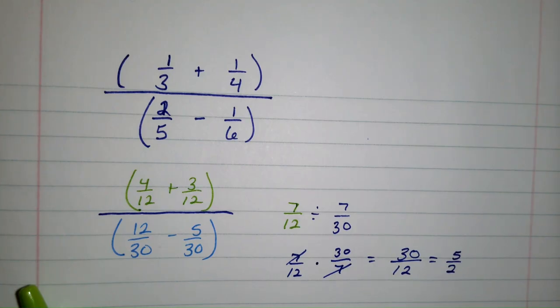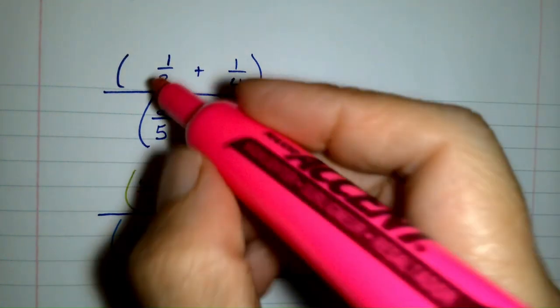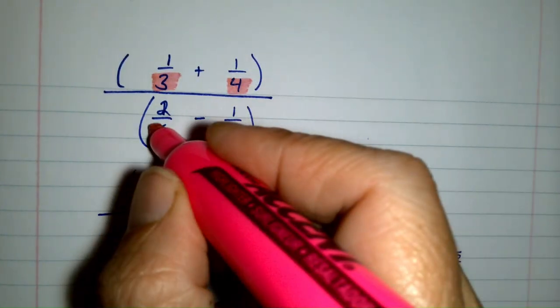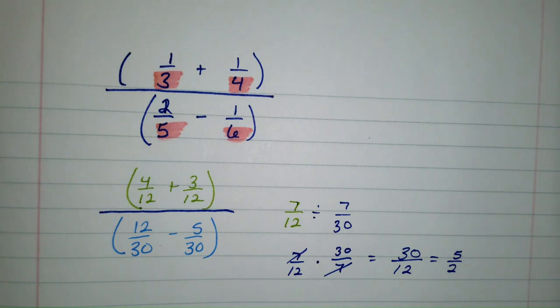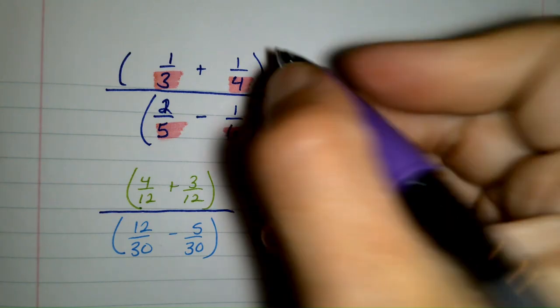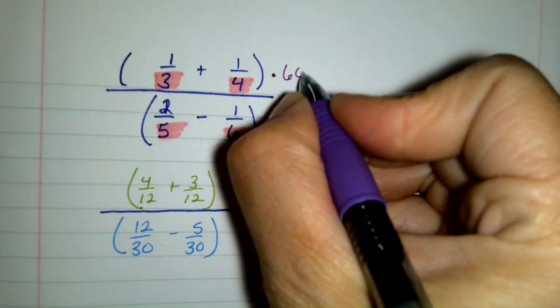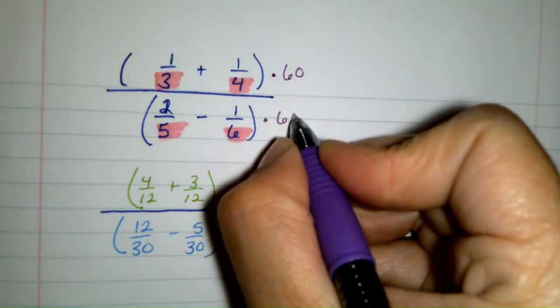Okay, great. That's a lot of work. I don't like doing it that way. I like saying 3, 4, 5, and 6 all go into 60. So I'm going to multiply the numerator by 60, and I'm going to multiply the denominator by 60.